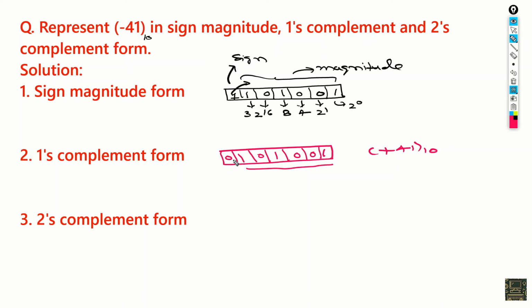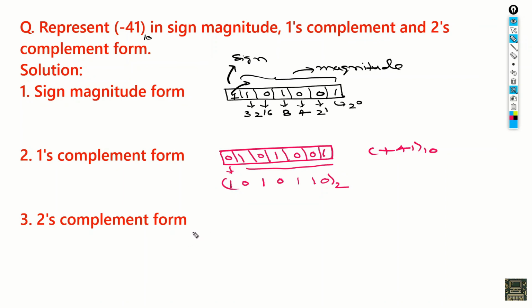Now I will take the 1's complement of this number, so I will invert all the bits. 0 will become 1, 1 will become 0, 0 will become 1, 1 will become 0, and so on. This value is the answer. This is the representation of minus 41 in 1's complement form. Similarly, we will see how to represent minus 41 in 2's complement form.